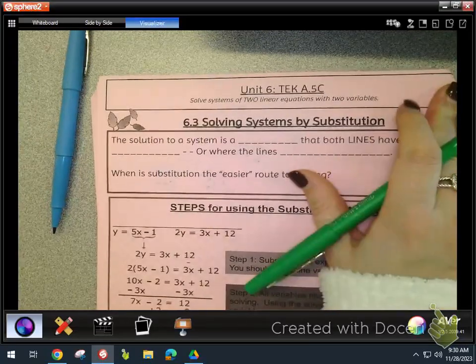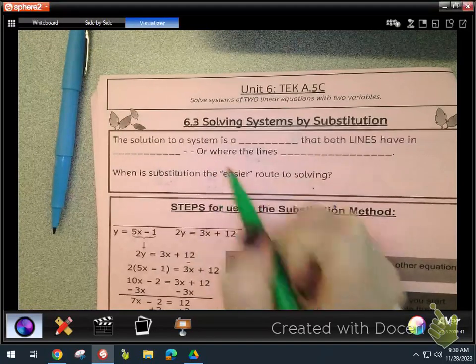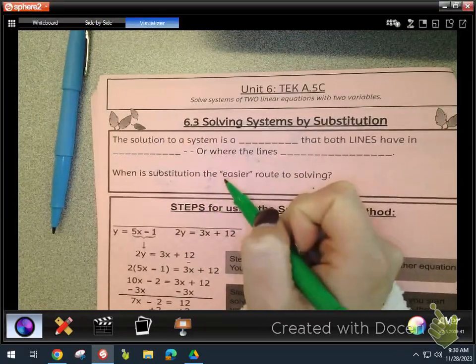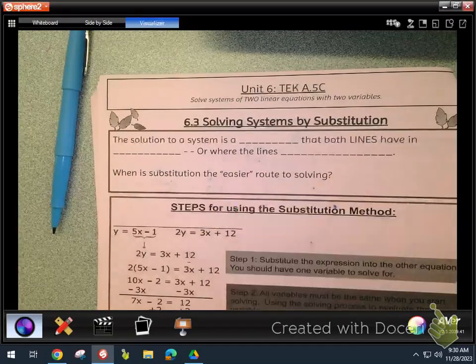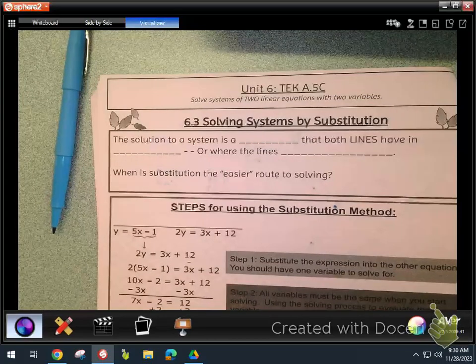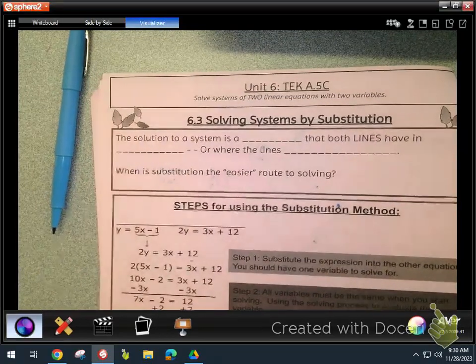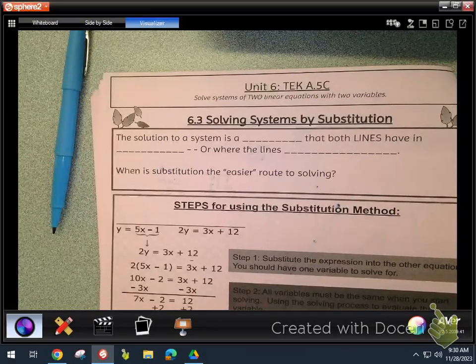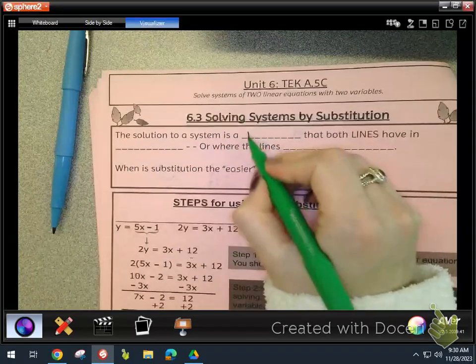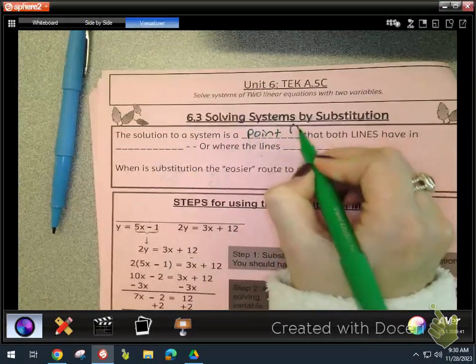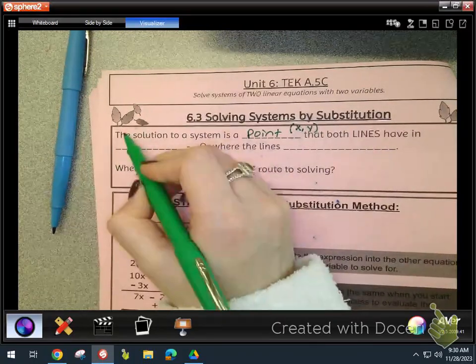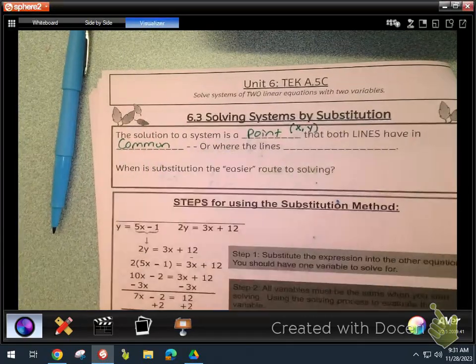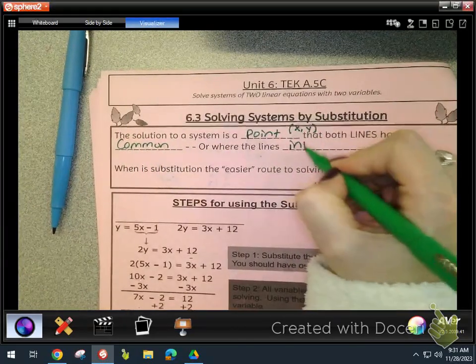But let's review. When we find a solution to a system, here's kind of the big idea over the next few days: we are still solving systems. We're not going to really do anything in our graphing calculator. We'll have our calculator to help with numbers, but we're not going to be looking at a graph at all when we're doing substitution. But we're still doing the same thing. We're finding the point that they cross. So a solution to the system is a point, which means it's an ordered pair, an x comma y. So that's how our answers are going to look. That both lines have in common, that they share, or where the lines intersect.